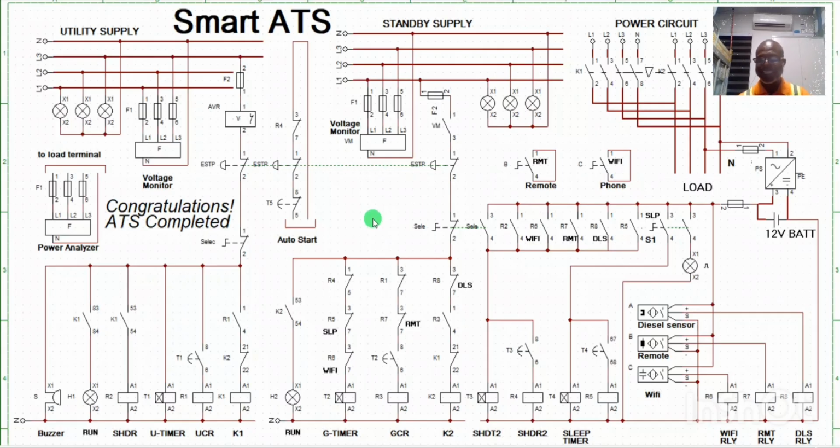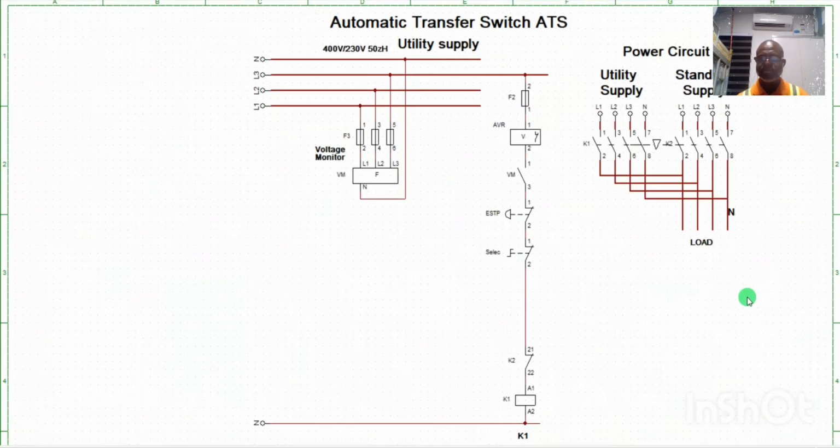Let me show you the starting point from the student. Okay. Yeah, good. This is the starting point. Okay, this is the power circuit. All right, when this voltage monitor monitors the status of the supply and OKs it, then this particular contact will close to give you access to the control logic.